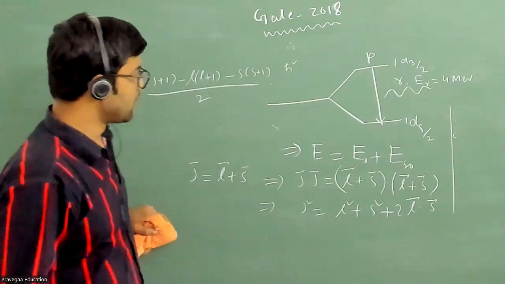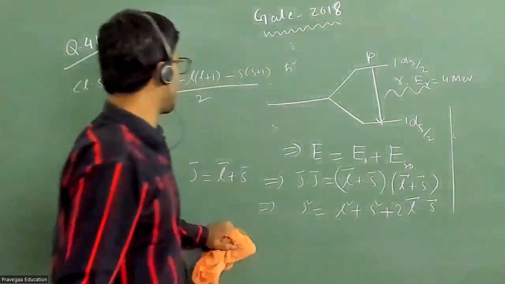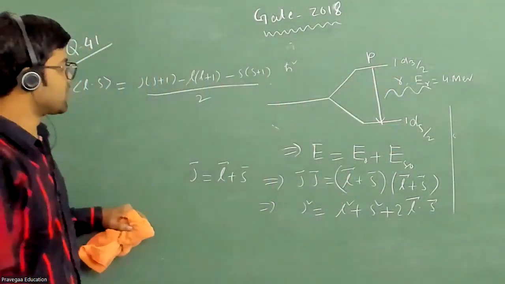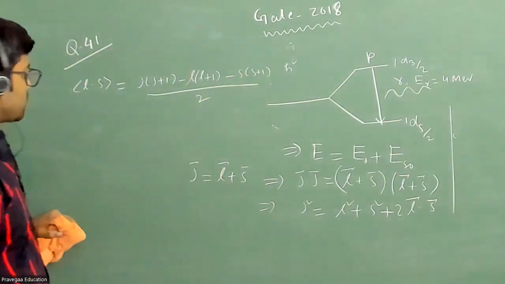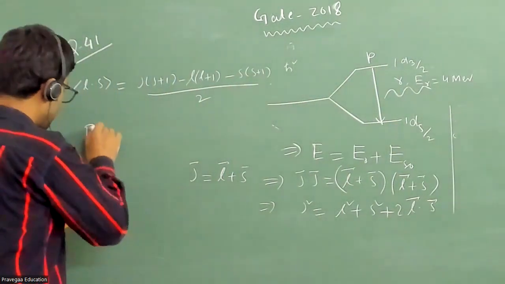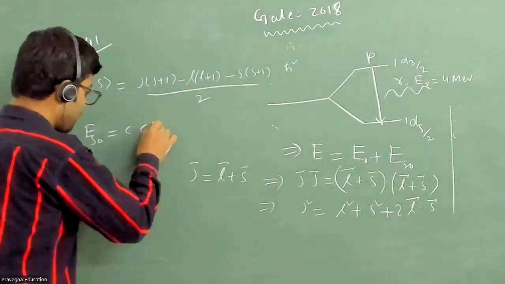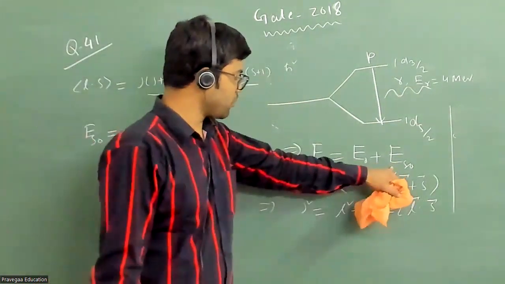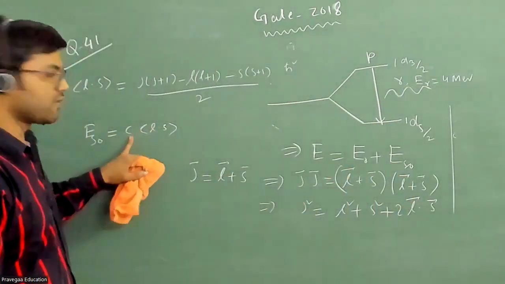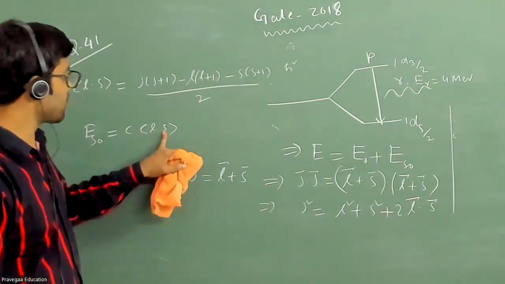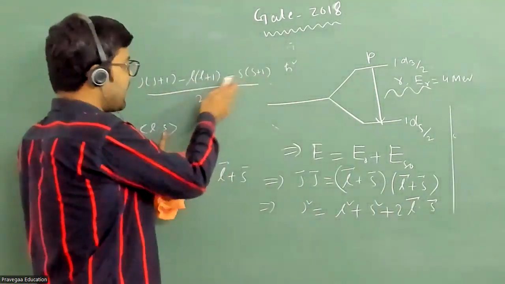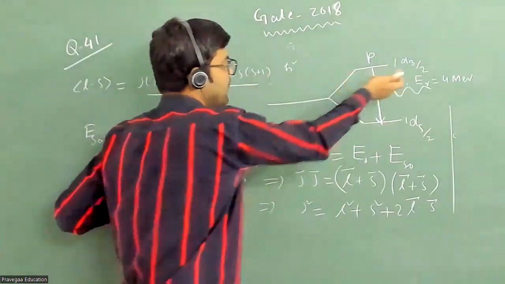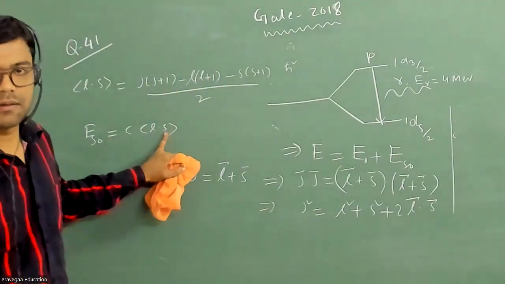You can see here, both states have the same L value, and the proton is a spin-half particle, right? So this term will be the same. Also, it is given that E_SO is nothing but C L·S. So the unperturbed energy will be the same, but E_SO is given as C L·S, where C is some constant and you are going to find L·S. Both states have the same L and S. D means L equals 2, and spin S is half here because the proton is a spin-half particle.